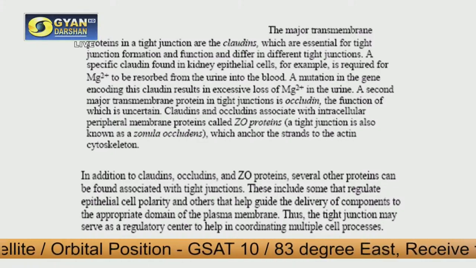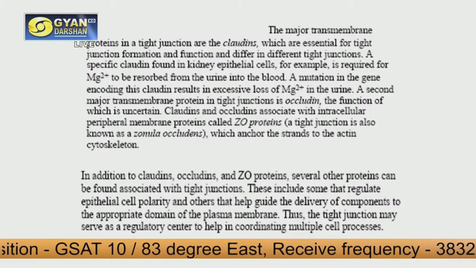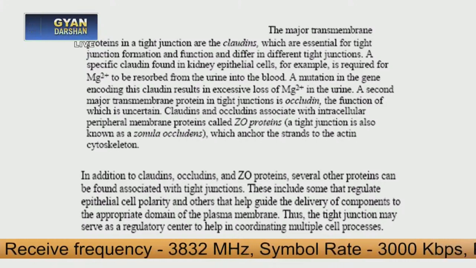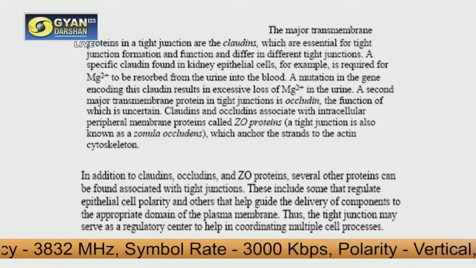If there is a mutation in the claudin gene, then what will happen? It will result in excessive loss of magnesium from the body. So it will be a wastage, because magnesium is required for so many vital functions in our body. The magnesium is eliminated from the body if the claudin gene is mutated or if the claudin protein is non-functional. So that is another very important function of claudin, which is a tight junction protein.